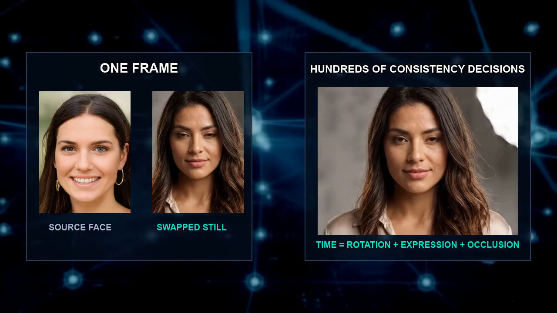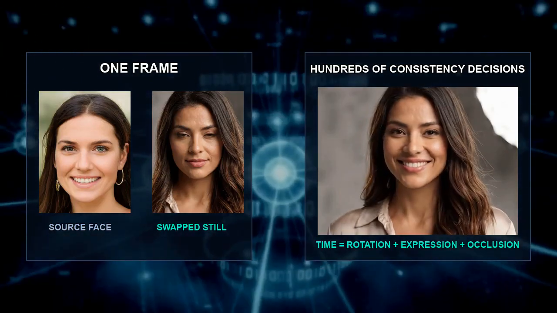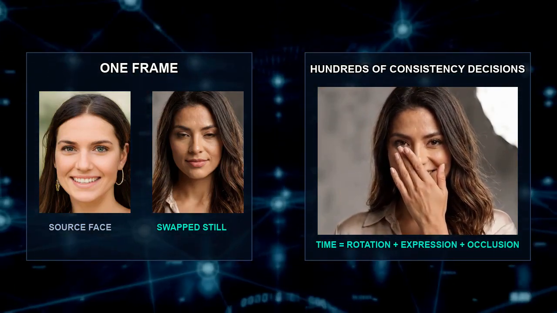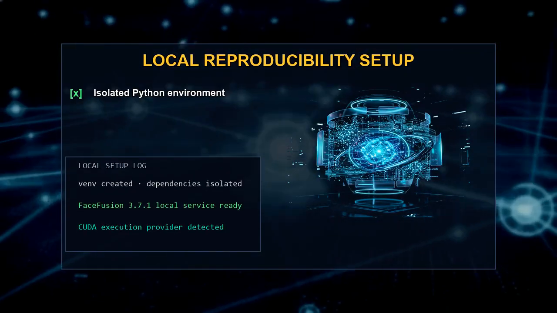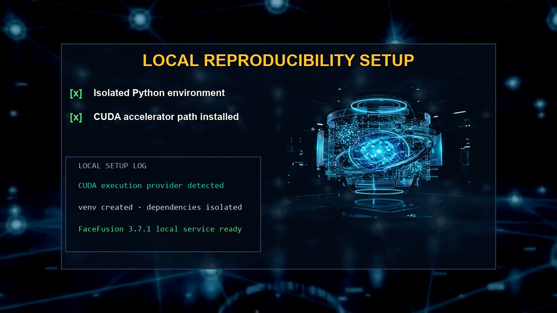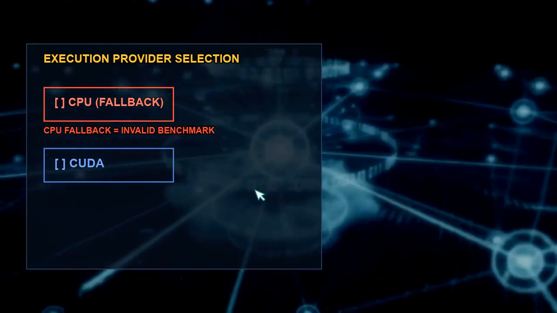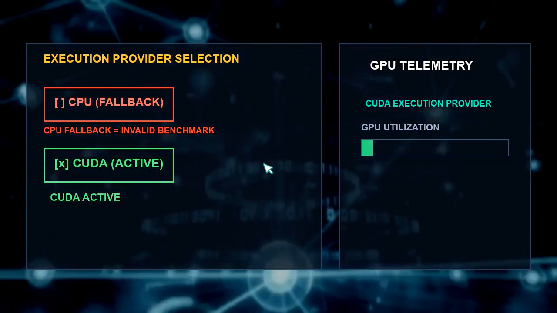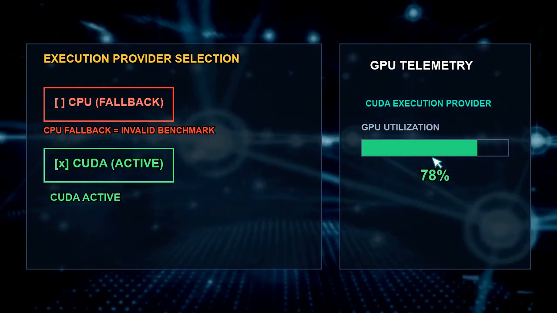A single photo is the easy case. One frame, no temporal drift, and more room for heavy settings. We are not building that workflow today. This video is harder. For the current build, use an isolated Python environment, install the CUDA runtime path, then launch the interface and confirm exact version 3.7.1. Before touching quality settings, verify CUDA is actually active. A silent CPU fallback can make every later number meaningless and painfully slow.